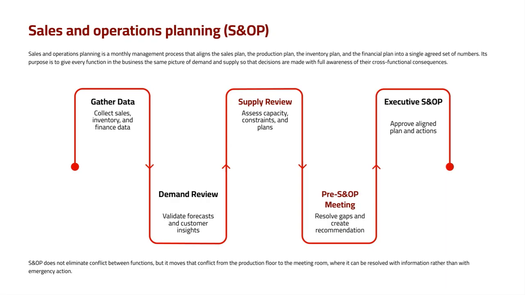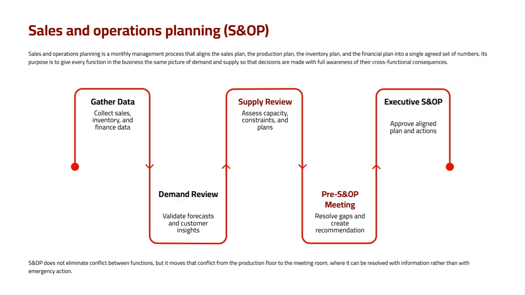Sales and Operations Planning, or S&OP, is a monthly process that brings together the sales, production, inventory, and financial plans into one unified set of numbers. The goal is to ensure that everyone in the company shares the same understanding of demand and supply, so decisions are made with full awareness of their impact across departments. The process includes several key steps.